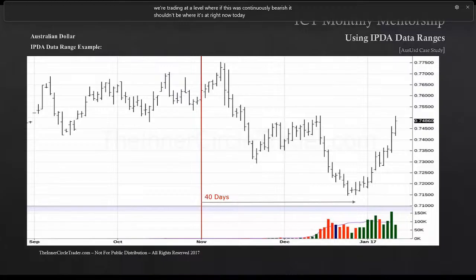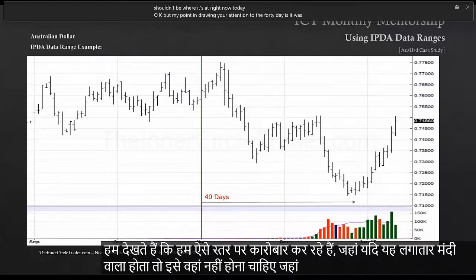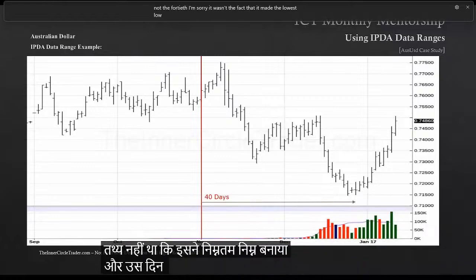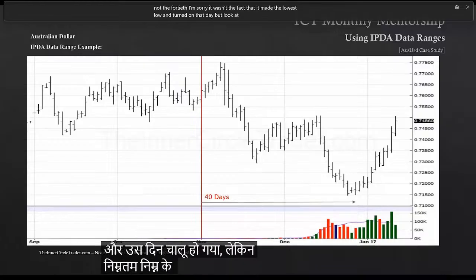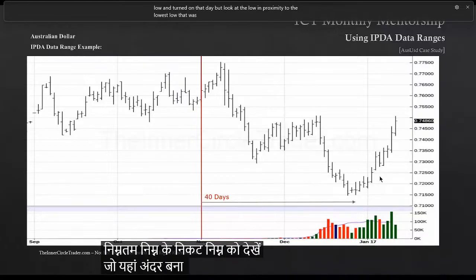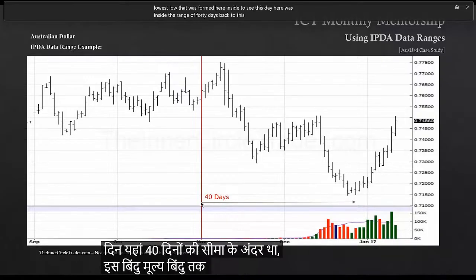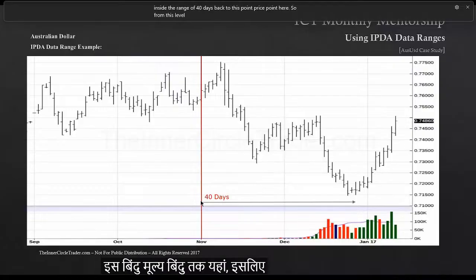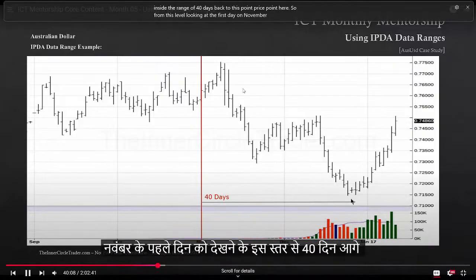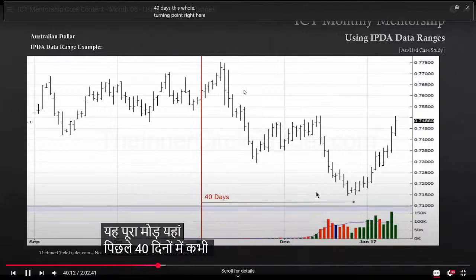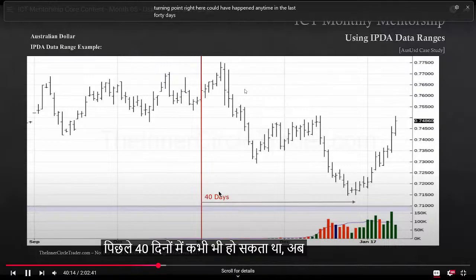Okay, but my point in drawing your attention to the 40-day is that it was not the fact that it made the lowest low and turned on that day. But look at the low in proximity to the lowest low that was formed here. This day here was inside the range of 40 days back to this price point here. So from this level, looking at the first day of November and casting forward 40 days, this whole turning point right here could have happened any time in the last 40 days.